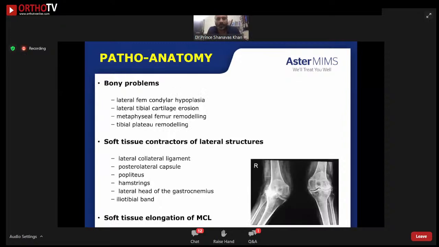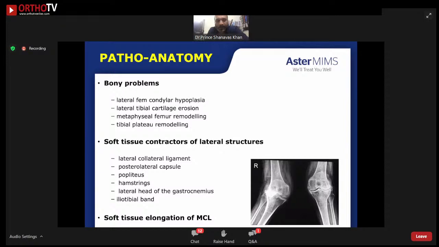Coming to the most important part, to know the pathoanatomy, we have bony problems and we have soft tissue problems as well. So what are the bony problems? There is lateral femoral condyle hypoplasia. There is lateral tibial condyle erosion. There is metaphyseal valgus remodeling of the femur.